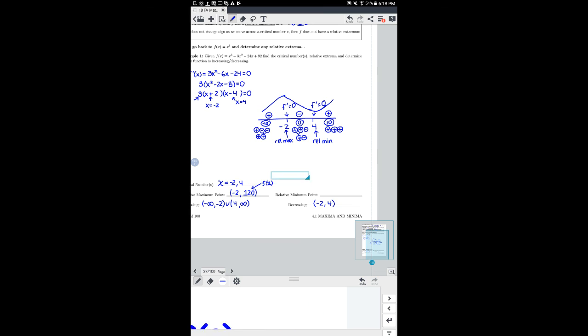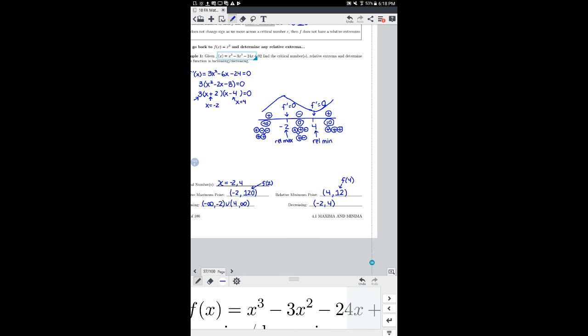Our relative min is at our other critical number, which was 4, not at a random test value. And I'm going to plug into the original function and see that the y value there is 12. And again, that comes back from plugging in way up top at that original f of 4. And I plug in up here, I get 12 out.